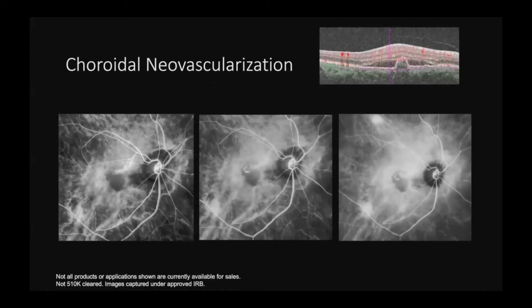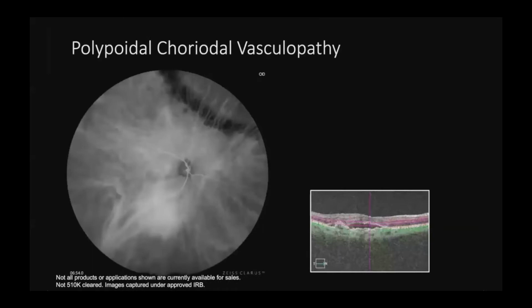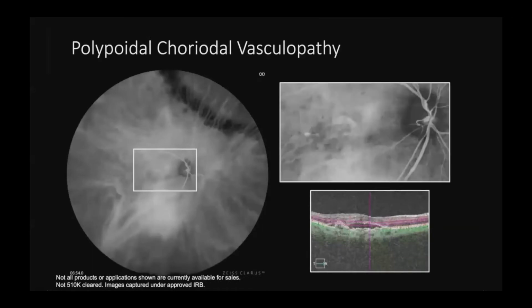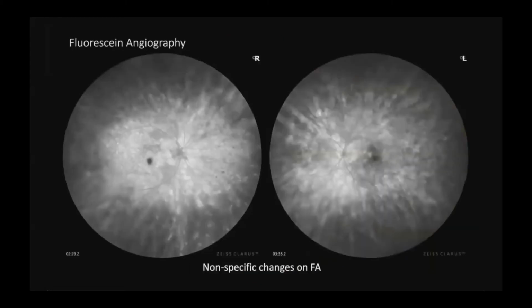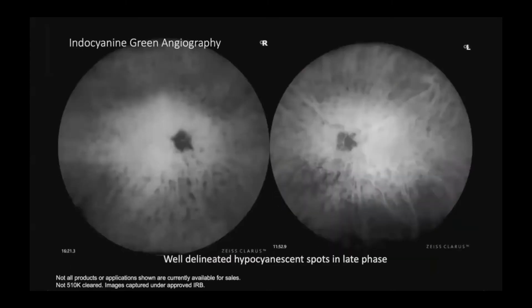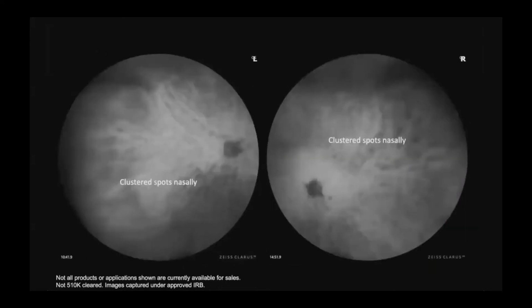And this is an example of AMD, and this is an ICG hotspot, or polypoidal choroidal vasculopathy. And here we're looking at a polyp. And this is a less common disorder. This is called birdshot chorioretinopathy, which is one of the white dot syndromes that causes multifocal inflammatory lesions within the choroid. Fluorescein angiography is relatively nonspecific as far as the changes, but ICG really shows these areas of hypocyanescent spots in the late phase corresponding to the areas of inflammation, especially seen clustered nasally, and so this really clinches the diagnosis.